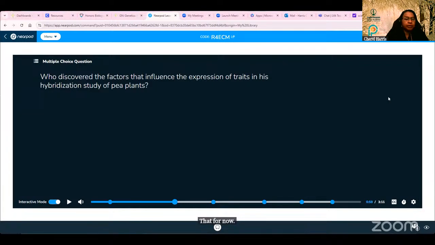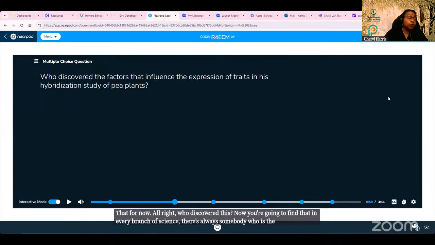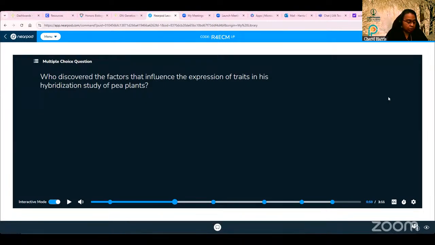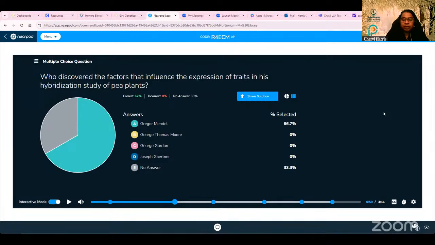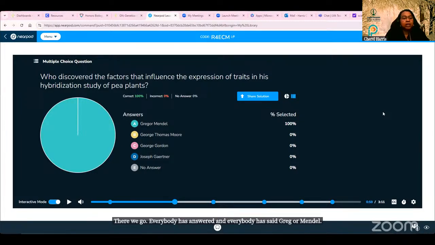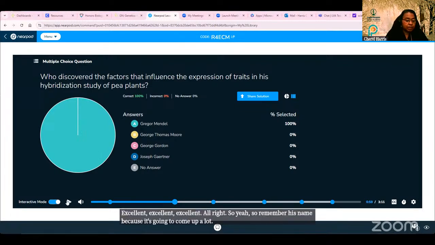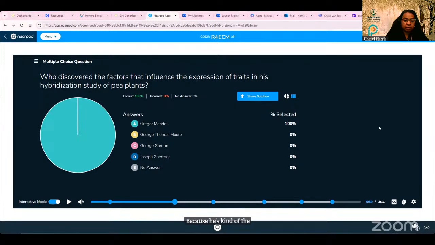All right, who discovered this? Now you're going to find that in every branch of science, there's always somebody who is the father of it. So knowing who the father of genetics is an important thing, because we're going to talk about him a lot and some of his rules. He has a lot of rules. All right, how we doing? There we go. Everybody has answered and everybody has said Gregor Mendel. Excellent. So remember his name because it's going to come up a lot, because he's kind of the head man in charge of genetics.